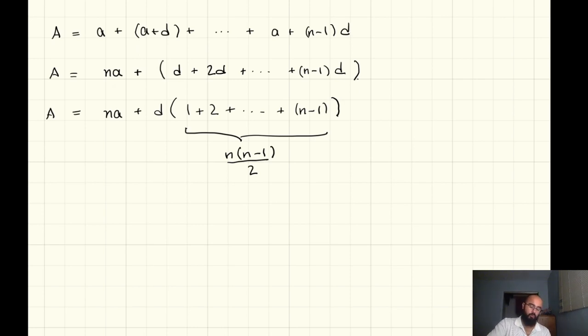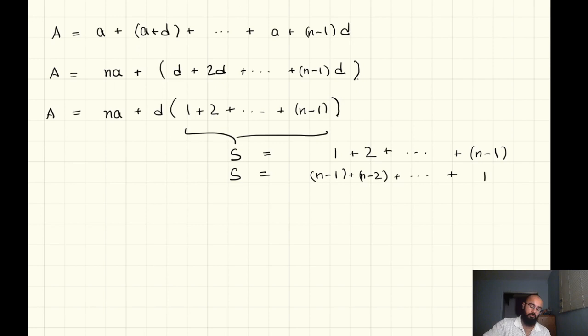A quick way to show this: let's call this sum S. So S is 0 plus 1 plus 2 up till n minus 1. Or I can also write S in the reverse order, starting with n minus 1 plus n minus 2 up till 0. And then I sum these two equations, I get 2S equals n minus 1 plus 1 is n, n minus 2 plus 2 is n, up till 1 plus n minus 1 is n.